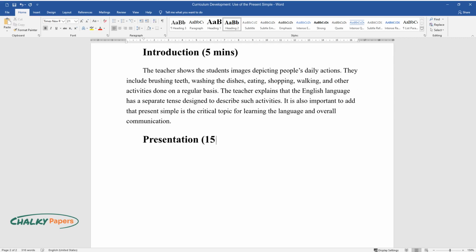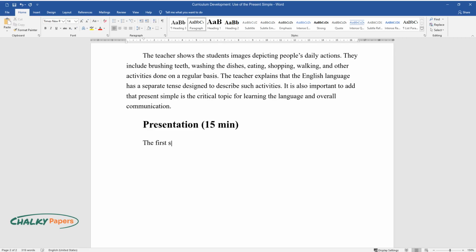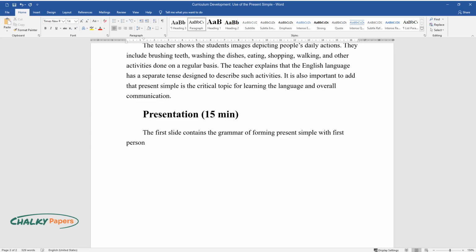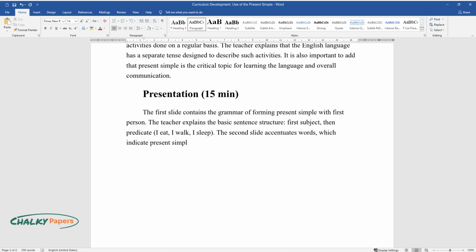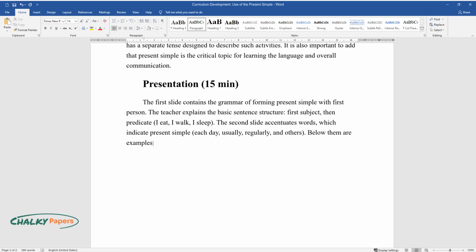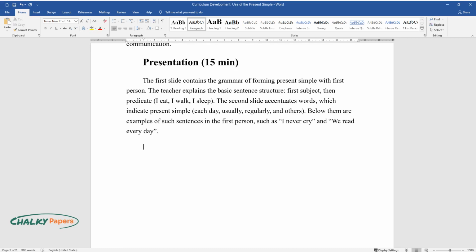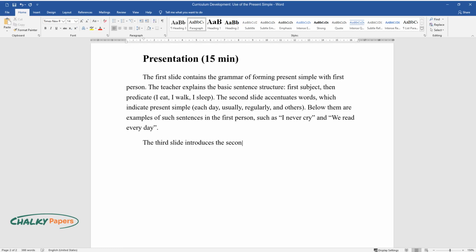Presentation, 15 minutes. The first slide contains the grammar of forming present simple with first person. The teacher explains the basic sentence structure, first subject, then predicate: I eat, I walk, I sleep. The second slide accentuates words which indicate present simple: each day, usually, regularly, and others. Below them are examples of such sentences in the first person, such as I never cry and we read every day. The third slide introduces the second person.